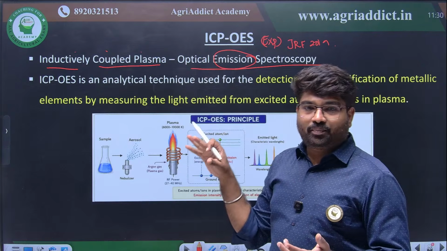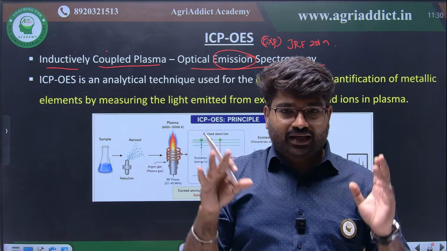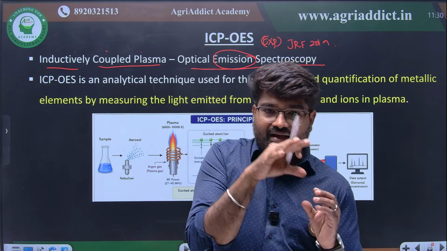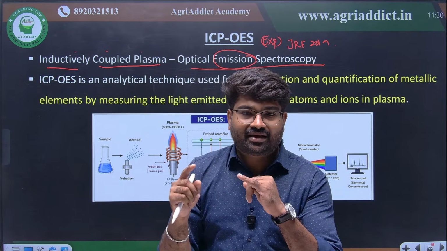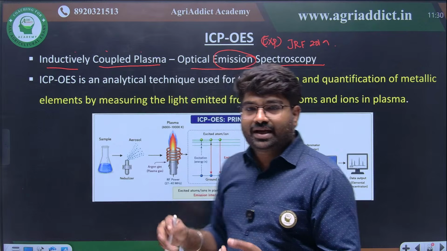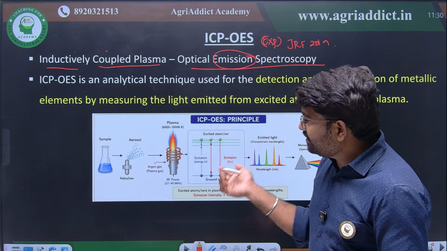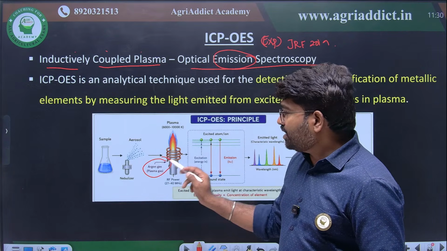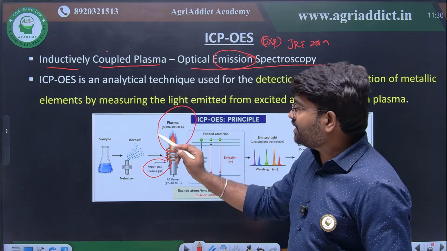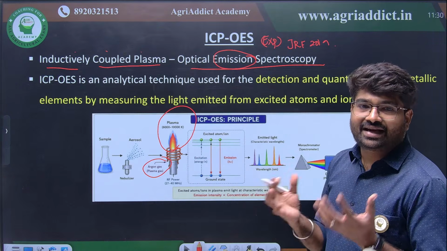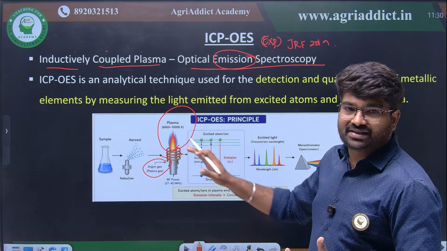Simple thing. In atomic absorption spectroscopy, molecules are converted into atoms by flame ionization or graphite furnace. Here, they use argon atoms along with radio frequency waves to generate high-temperature plasma. Plasma means what? It's a high-heat, high-temperature medium that is generated.